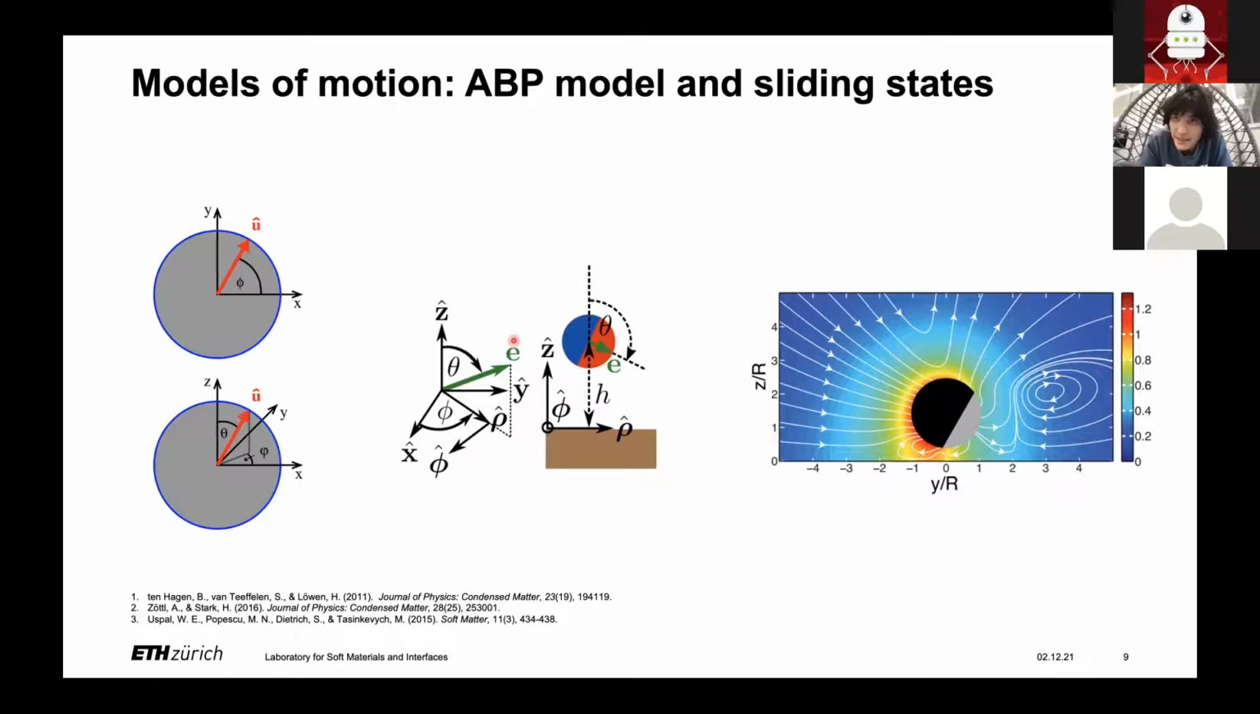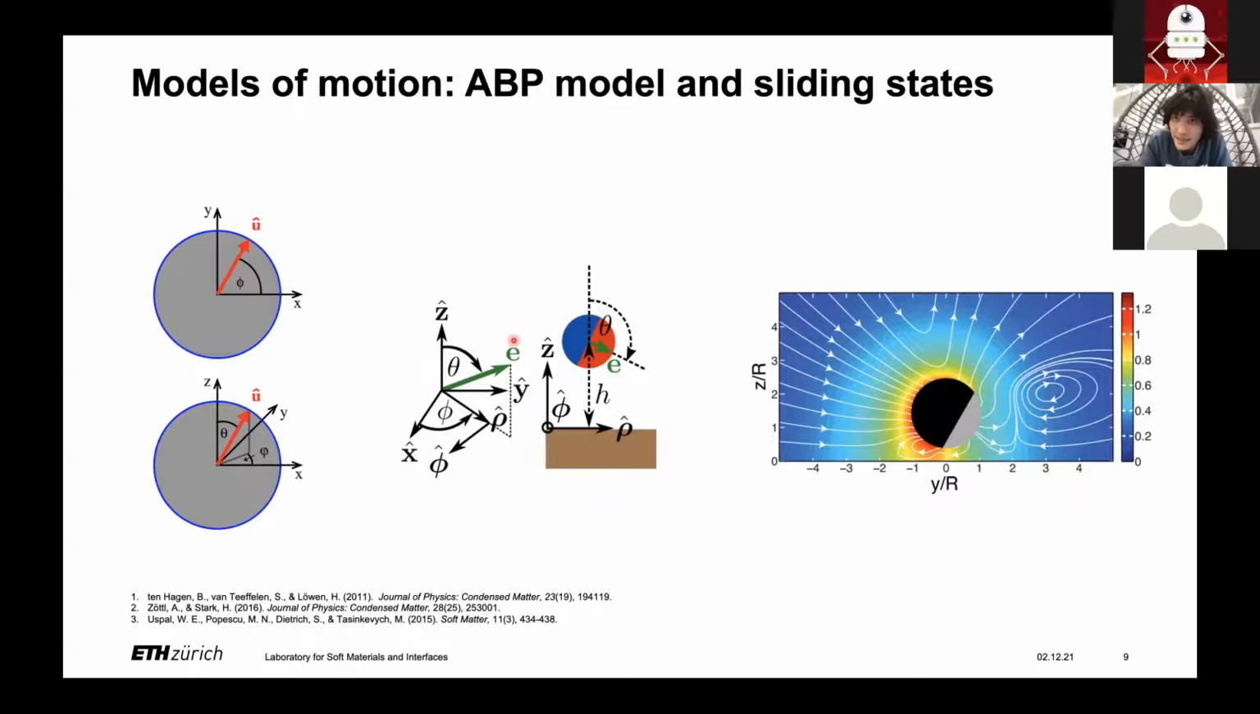And the reason for this is attributed to basically a hydrodynamic coupling of the flow fields generated by chemical platinum silica microswimmers, at least they swim in plane and they stay in plane.